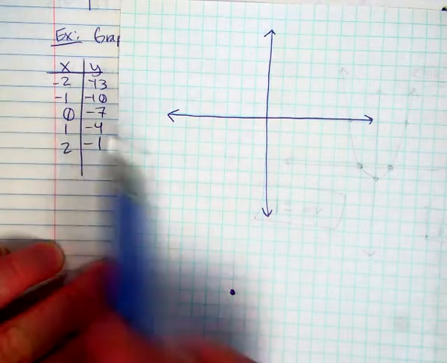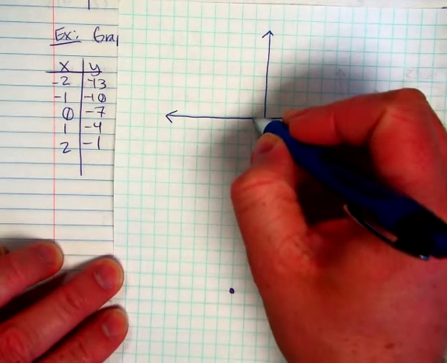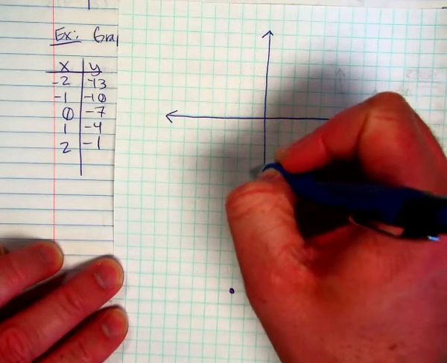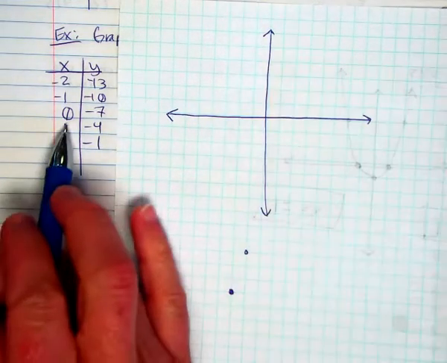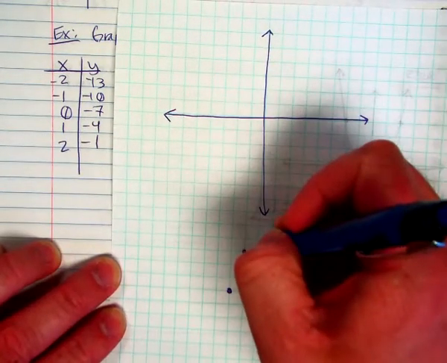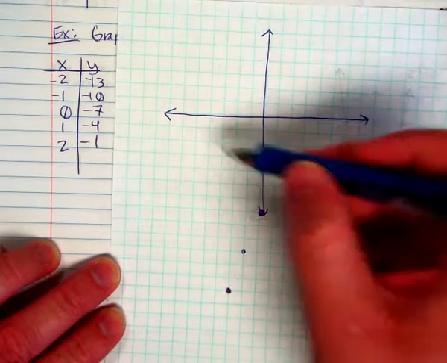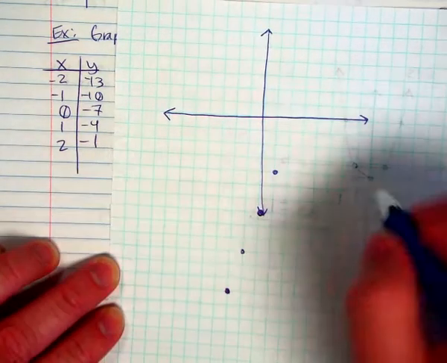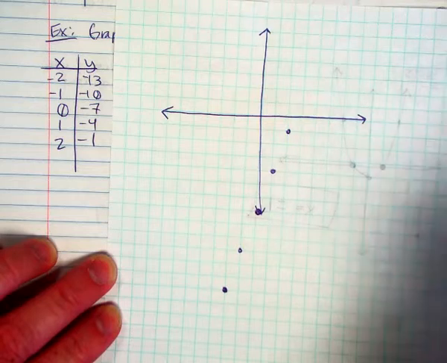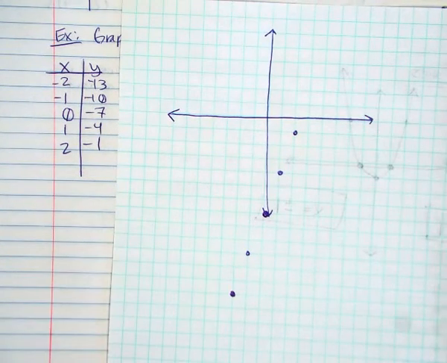Then I have negative 1, negative 10, so over 1, down 10: 1, 2, 3, 4, 5, 6, 7, 8, 9, 10. We're going to go over 0, down 7. I'm going to go over 1, down 4. Over 2, down 1.